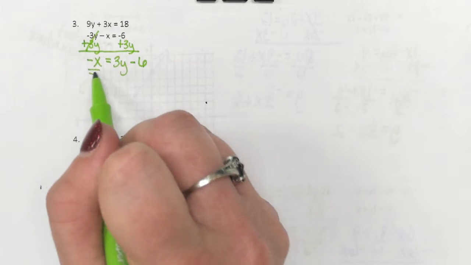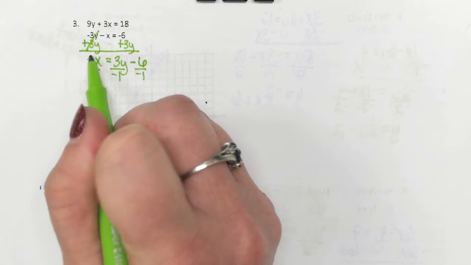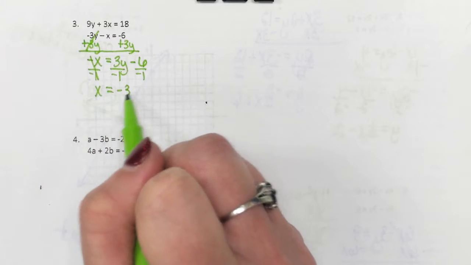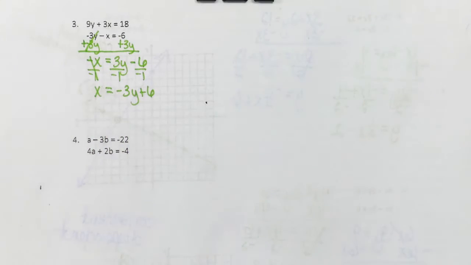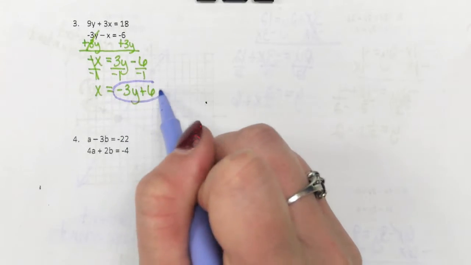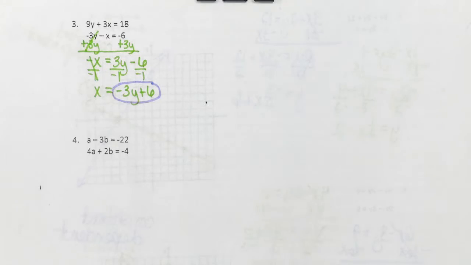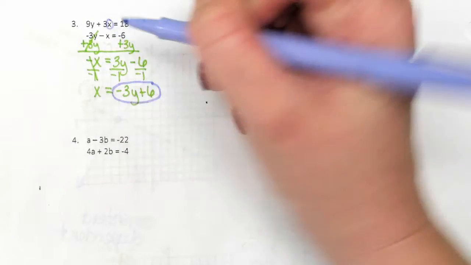And I'm not done yet because x is not by himself yet. I have to get rid of the negative with the x. So how do I do that? Divide by negative 1. There you go. And now x is by itself. All right, so I'm going to take this guy right here, and I'm going to substitute him for x in the other equation. Right there.